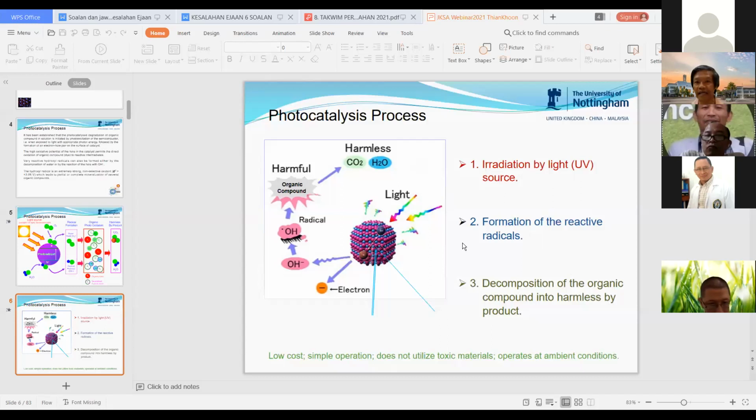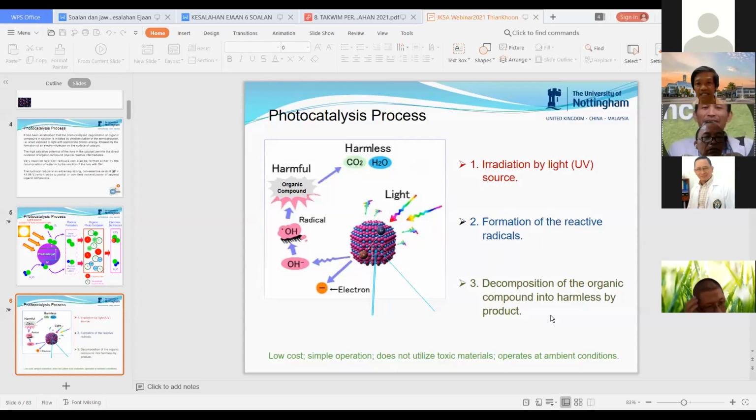After it is excited, the second part is the radical formation. So this is the second main step. In the photocatalysis system, it creates the radicals. And these radicals then move on to the third step, where they decompose the organic compounds and finally produce harmless products.